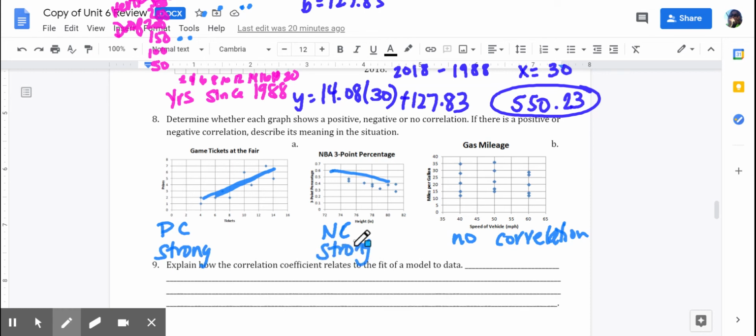When it comes to R values, just make sure that you know how to evaluate. The closer it is to 1 or -1, the stronger the data. The closer to 0, the weaker or no correlation. So they want us to explain how the correlation coefficient relates to the linear fit of a data model. Well, we just said the closer the R value is to 1 and -1, the stronger it is.